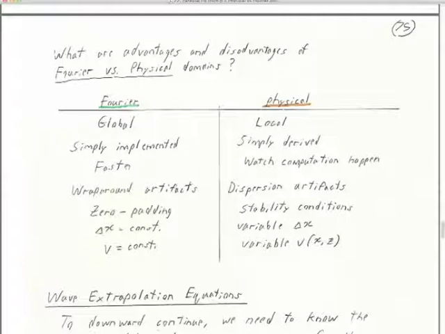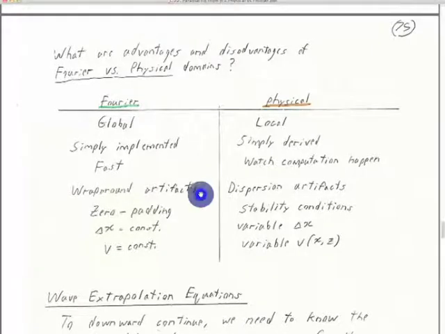The Fourier domain solutions are fast because of the fast Fourier transform, but everything happens in a black box of that fast Fourier transform. In the physical domain, you can watch the computation happen. You can look at every depth step or every time step, and you can watch it happen. There are advantages to that when you're developing something. You can see exactly why it's blowing up.